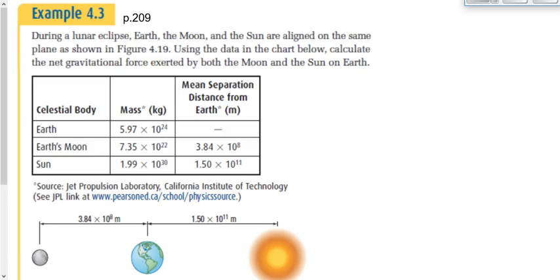There are two forces acting on the Earth right now. There's the force of the moon on the Earth. I'm going to label that this way, because the moon pulls the Earth to the left. I'm going to call that the force of the moon on the Earth. Or maybe we should just call it FM.